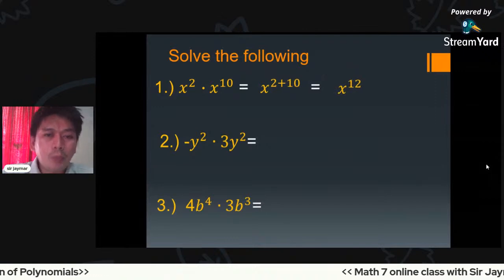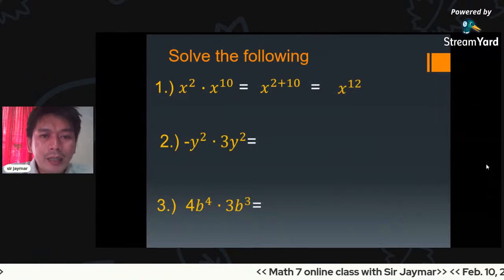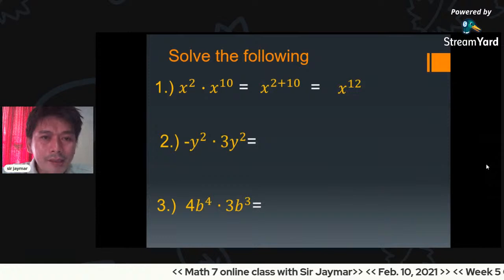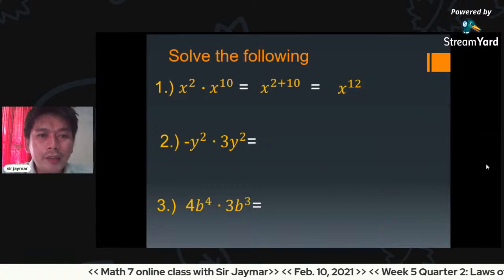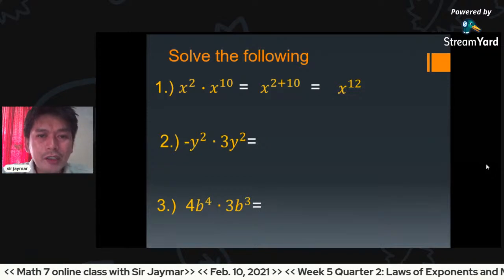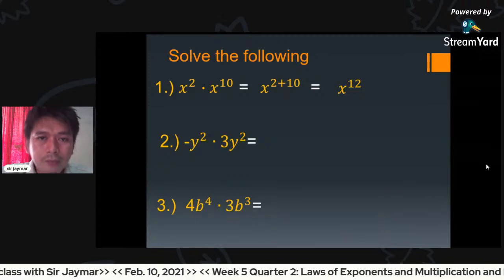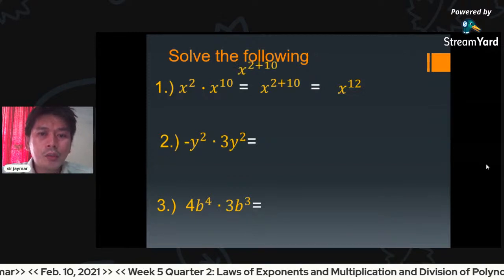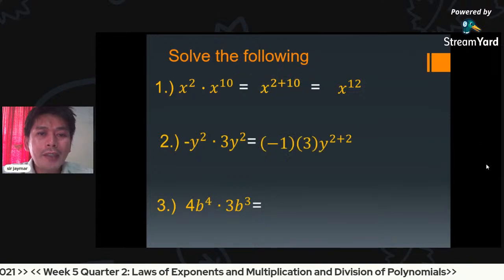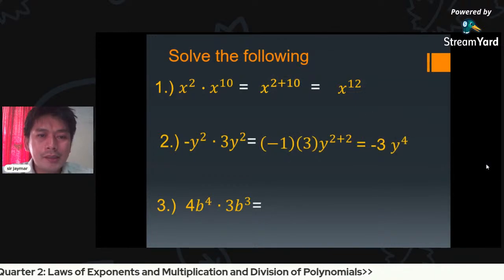In number 1, x will be your base, and then you add the exponents. 2 plus 10 is 12. So x raised to 12. You add the exponent and copy the base.